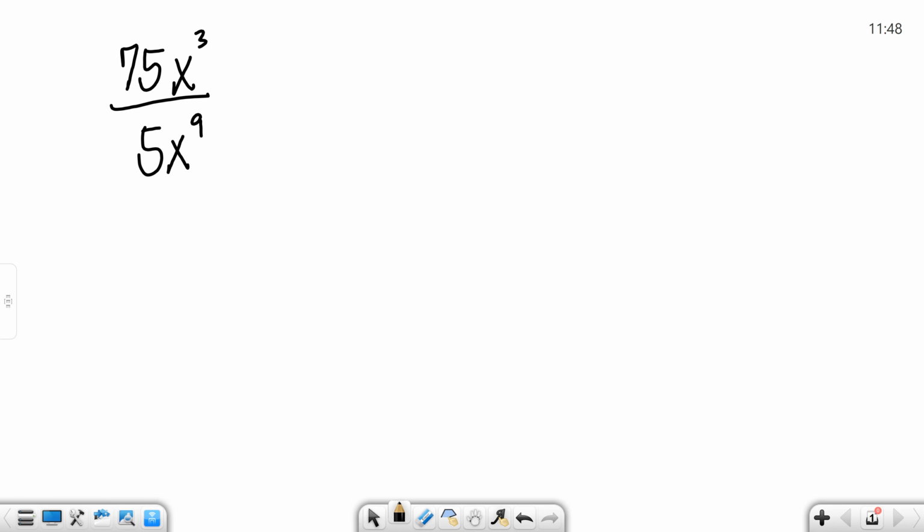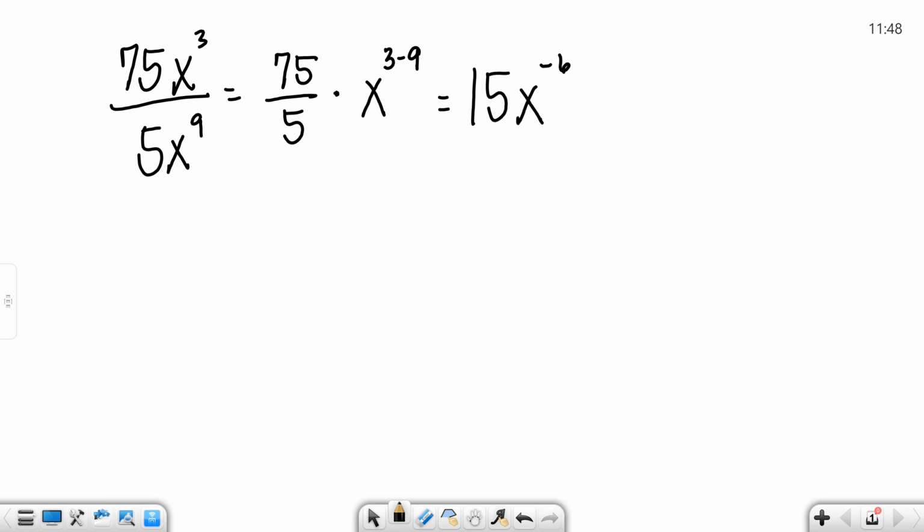All right, so if I do this problem like we've been doing when we were dividing our polynomials, I would say 75 divided by 5 times x, and we subtract our exponents. And we do say top exponent minus bottom exponent. So 75 divided by 5 is 15. And when I subtract these exponents, I get negative 6. The exponent is only on the x, so the 15 stays right where it is, and the x to the 6th gets moved to the denominator. So that would be my answer.